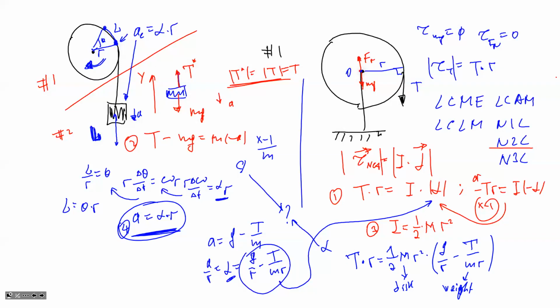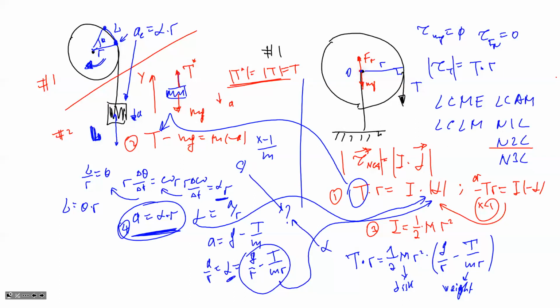So you can rearrange. Probably it could have been done differently. For example, tension could be used from here in this equation, and alpha could be replaced from this. Well, alpha equals a over R could be replaced here. Still, you would get tension on two sides in the same kind of manner. So it doesn't really matter how you would do it.